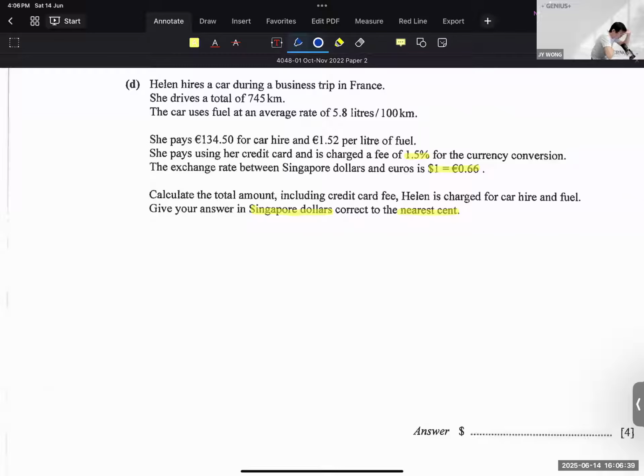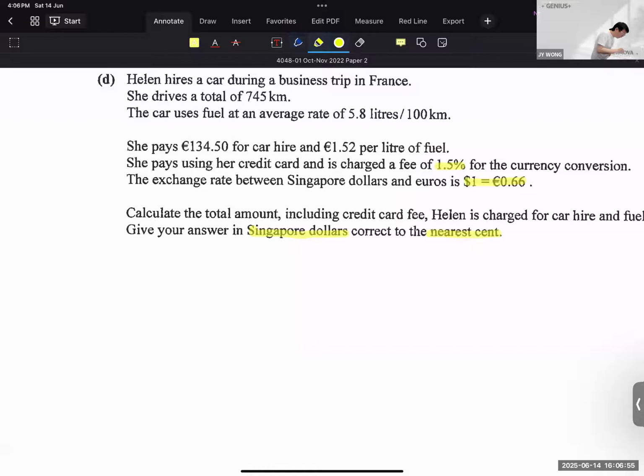If they want correct to the nearest cent, means your working step should show me to 3DP, not 2. Okay, but first, what should you do? Calculate everything in euro first. So count the total charge in euro. So what's the total charge in euro? There's the cost of hiring the car, right? There's also 1.52 per liter of fuel. You need to go and calculate how much fuel she used.